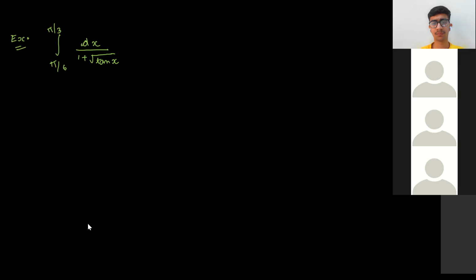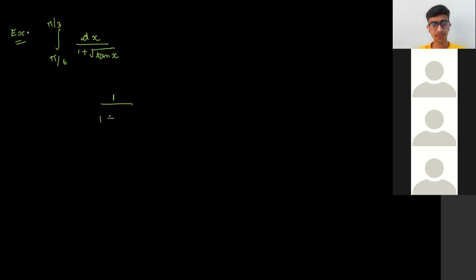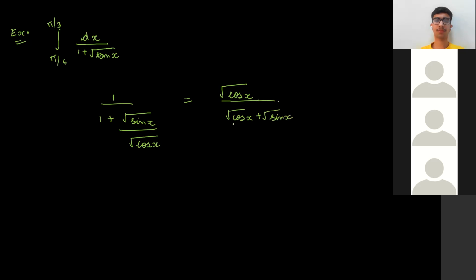I'm still solving. Okay, I'll give you a hint. The key is tan x, so you can write it as sin x by cos x. So this becomes 1 over square root of sin x divided by square root of cos x, which becomes square root of cos x divided by square root of cos x plus square root of sin x. And after that, apply a plus b minus x.